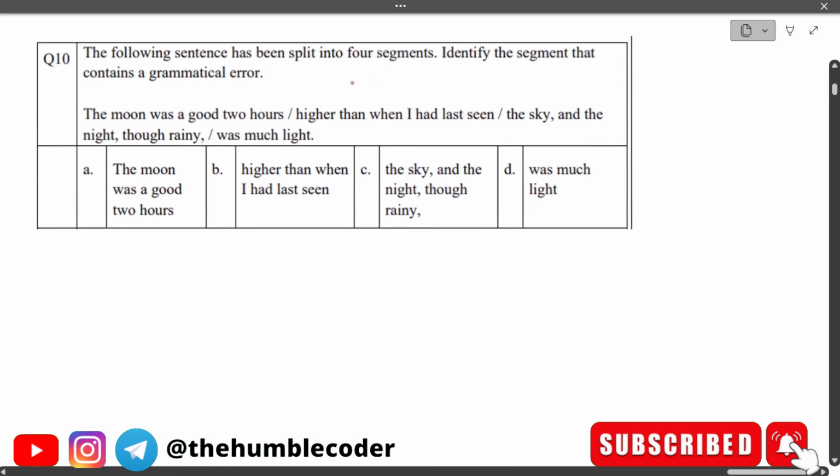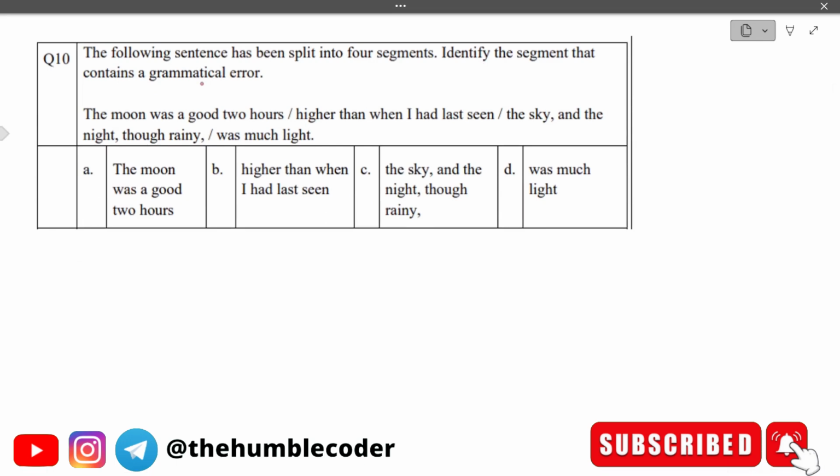We have this question. The following sentence has been split into 4 segments. Identify the segment that contains a grammatical error. Let's read out the sentence. The moon was a good 2 hours higher than when I had last seen. The sky and the night, though rainy, was much light. Okay, so we have to tell which part of the sentence has an error. So the correct answer in this case would be "was much light".